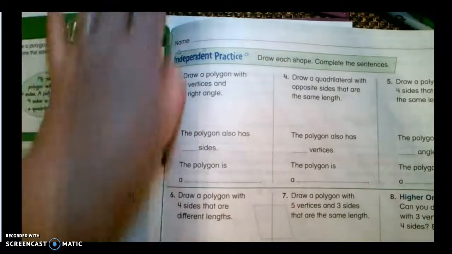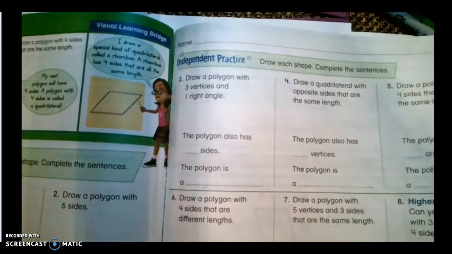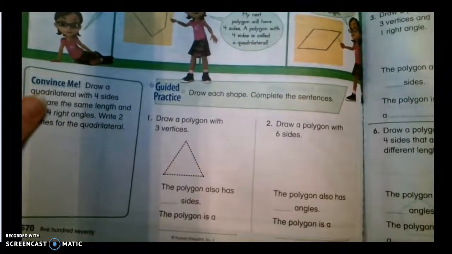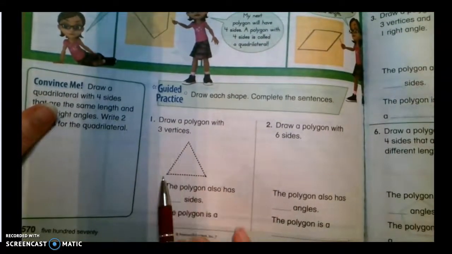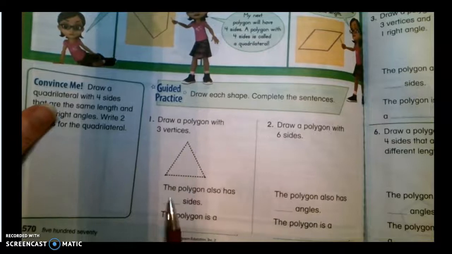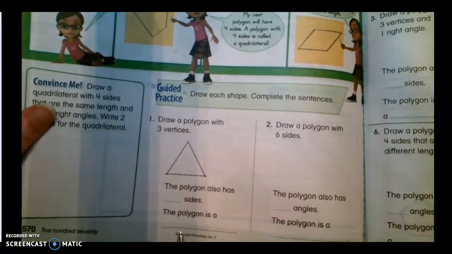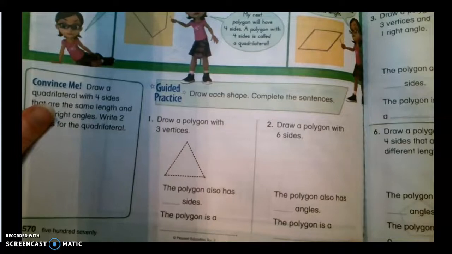All right, we are going to jump right in to question number 1. A polygon with 3 vertices. We already talked about this, it's a triangle. The polygon also has 3 sides, and it is a triangle.